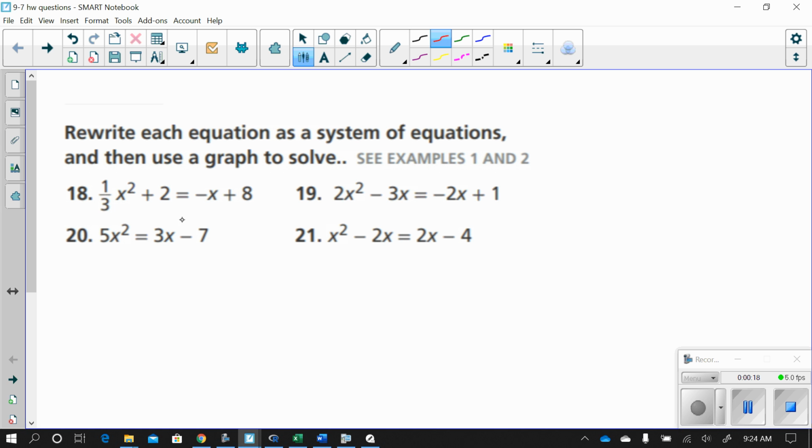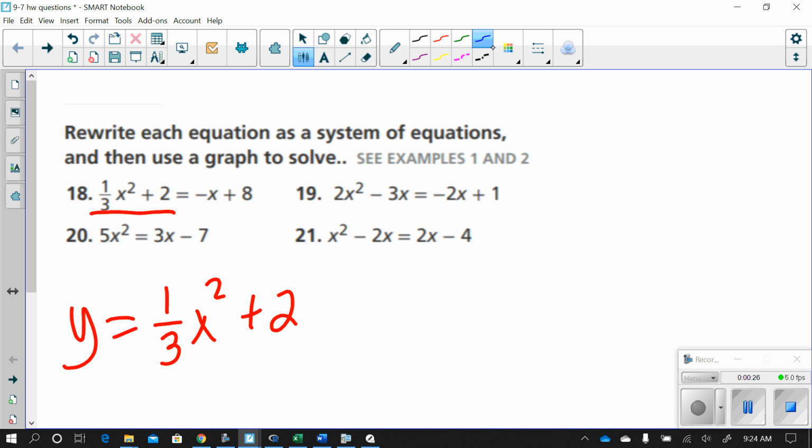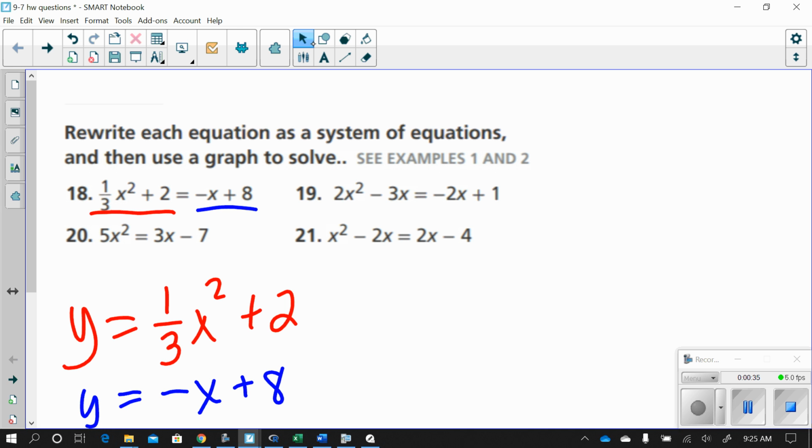So 18, first we're going to take this side and set it equal to y. So y equals 1/3 x squared plus 2. And my second equation is just the other side. Y equals negative x plus 8. And it says solve by graphing, so I'm going to use Desmos.